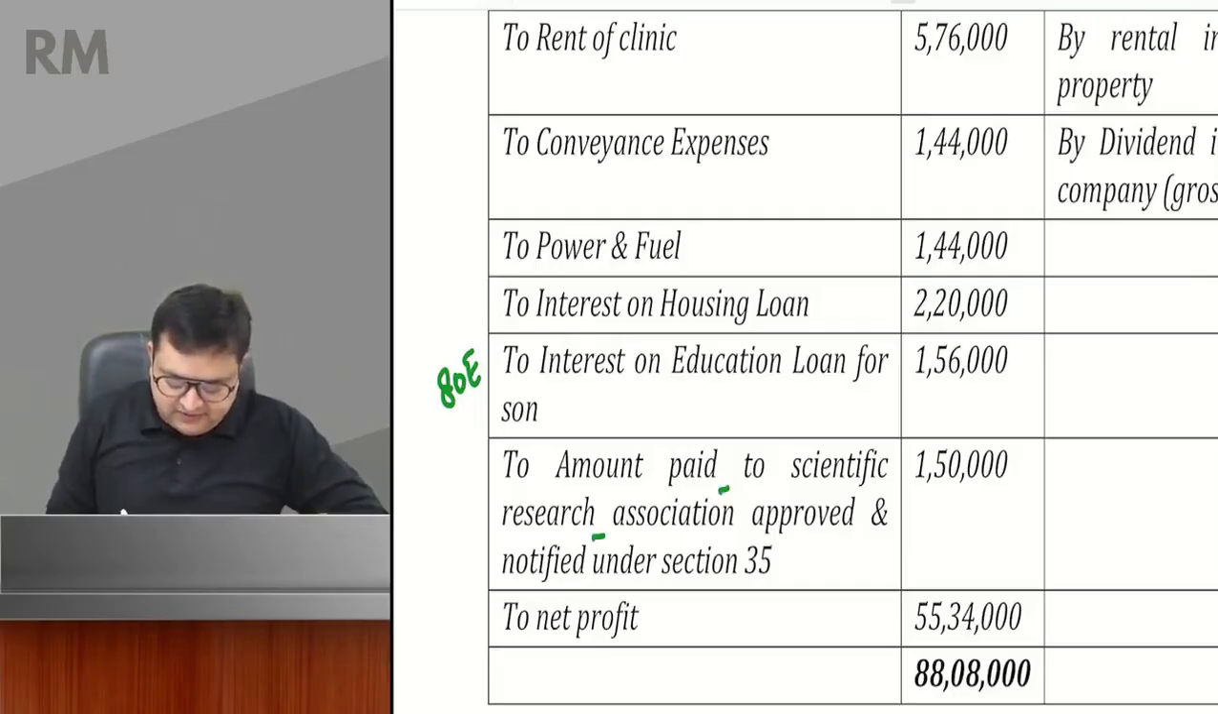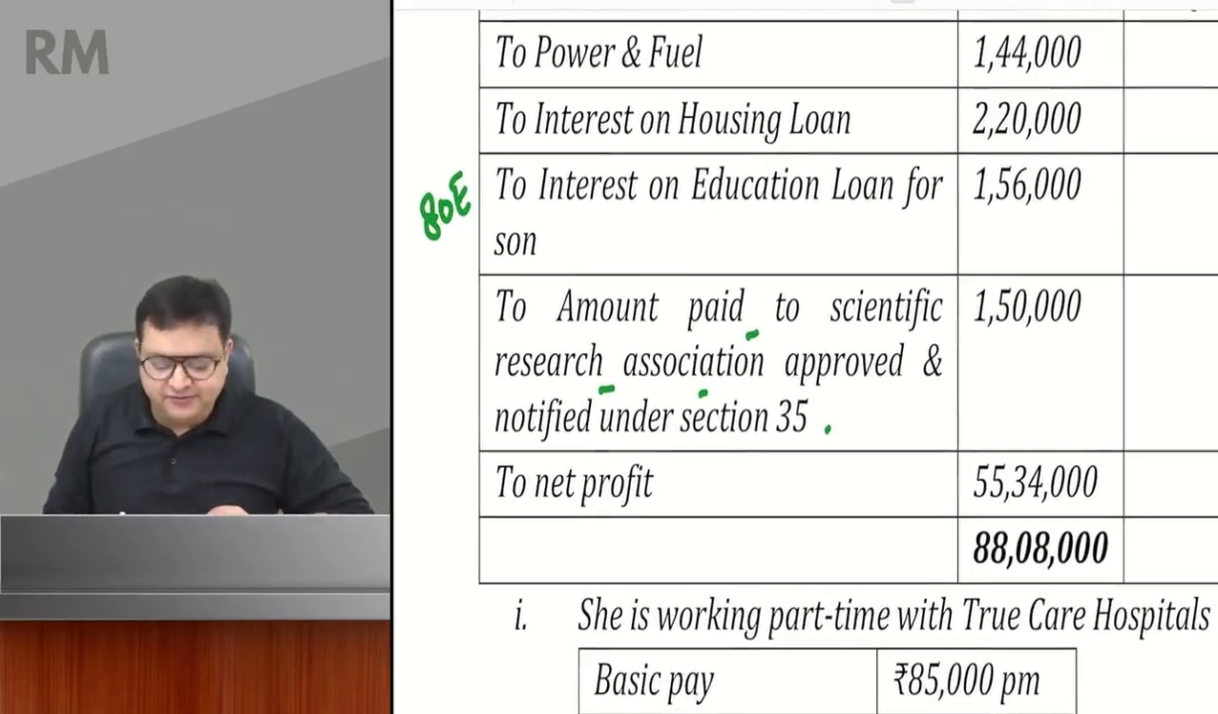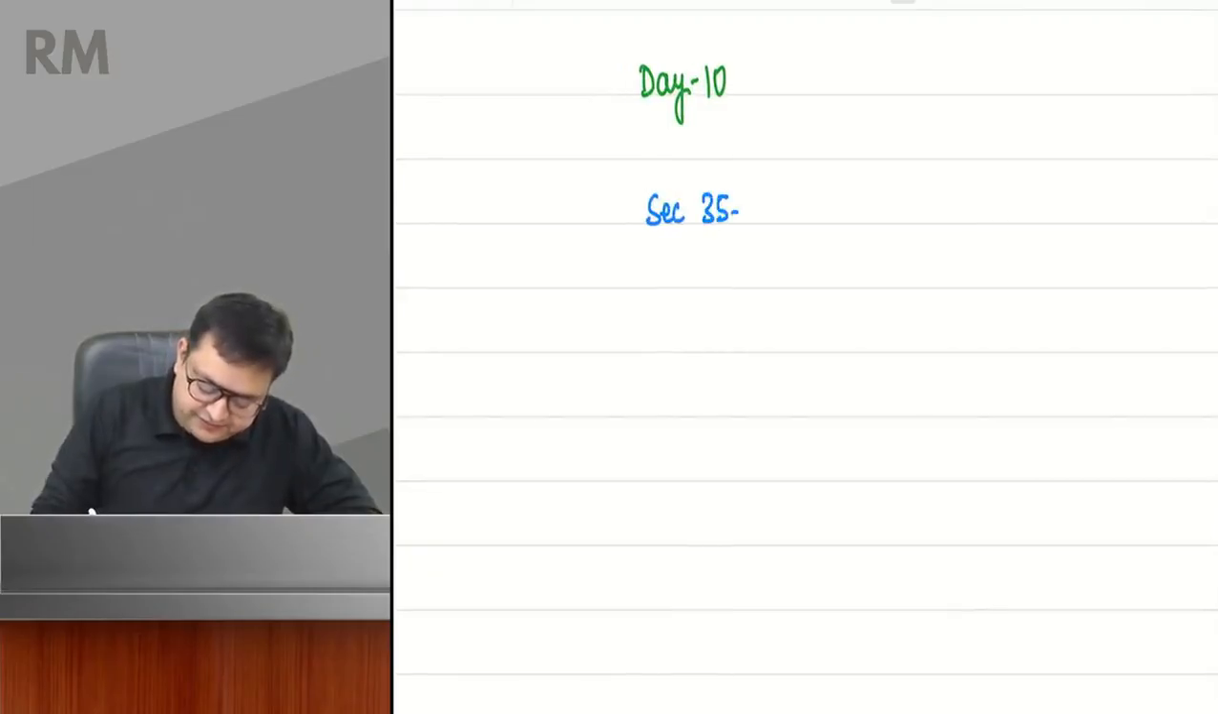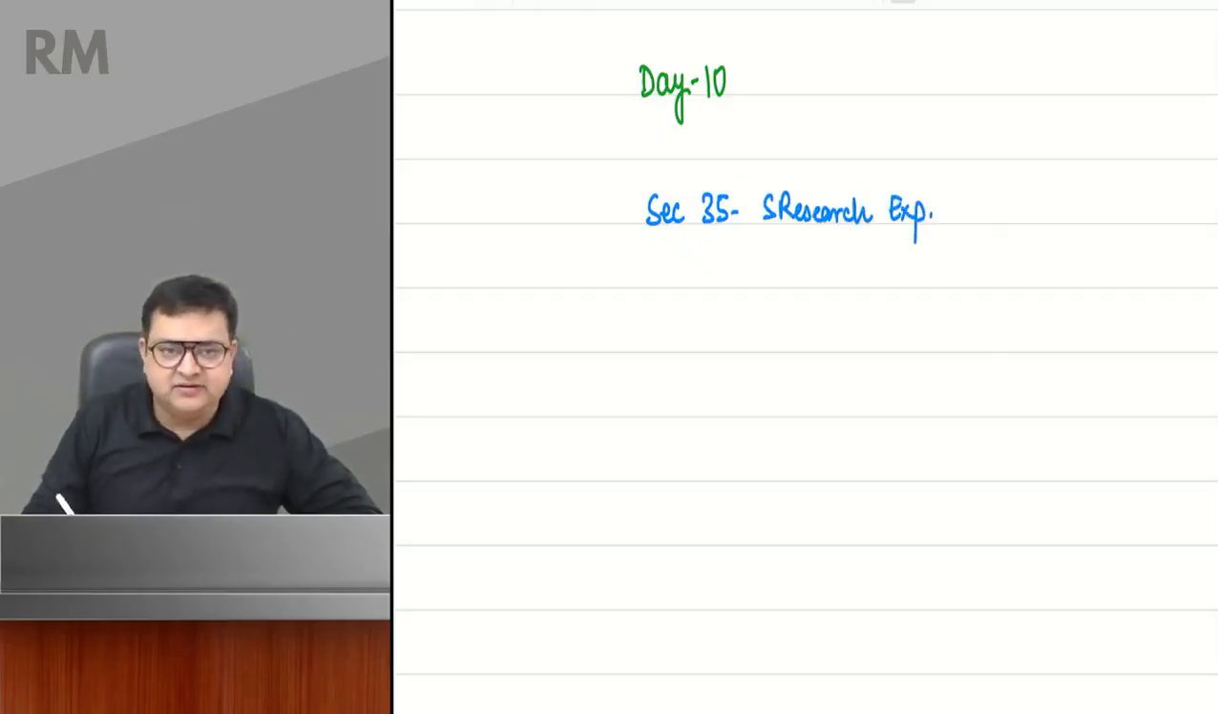Amount paid to Scientific Research Association approved and notified under section 35. Okay. Look at it. This is section 35. Everybody please write with me. Section 35, scientific research expenses. These are business expenses. Section 35 is related to PGBP.